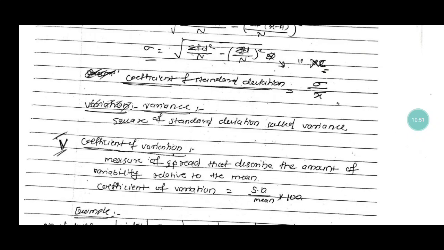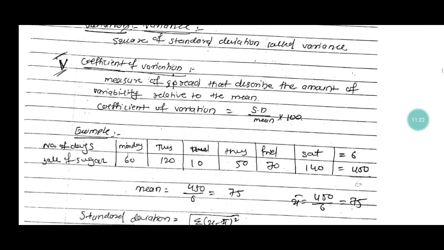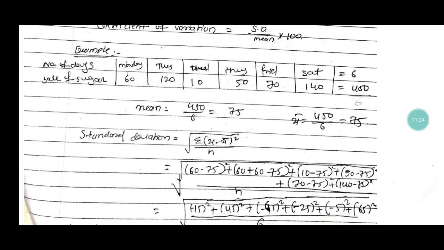The square of the standard deviation is called variance. In simple form, the square of standard deviation is called variance. So the fifth one is the coefficient of variation. It is a measure of spread that describes the amount of variability relative to the mean. The coefficient of variation is standard deviation divided by mean into 100. Here is an example for the coefficient of variation. You can see the example for this.